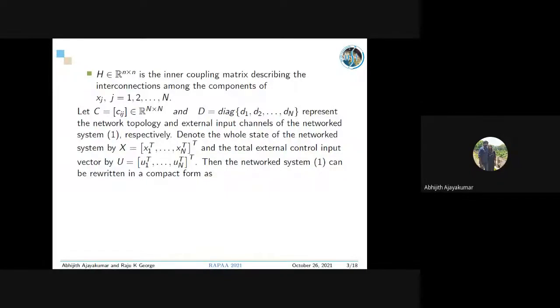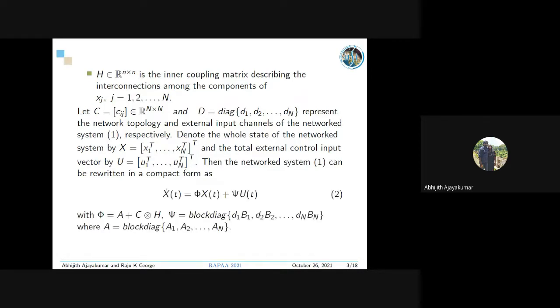Represent the capital X by this matrix, x1 transpose, etc., to xn transpose, the whole transpose, and u by this. Then the network system can be written in the compact form as x dot of t equal to phi x of t plus psi u of t, where phi equals a plus C cross H. This cross means the Kronecker product, and psi is the block diagonal matrix d1 b1, d2 b2, etc., dn bn, and a is the block diagonal matrix with the state matrices of each node as the diagonal blocks.